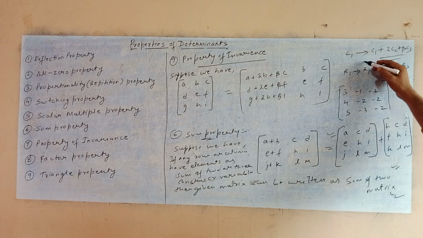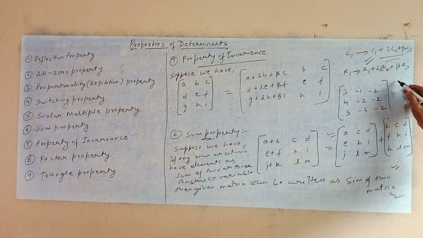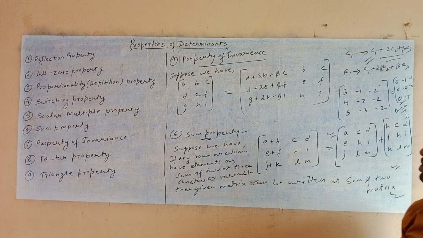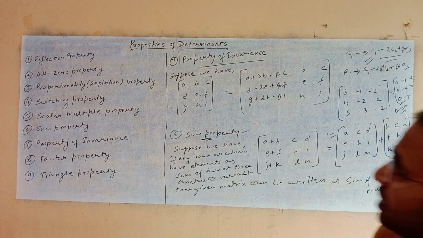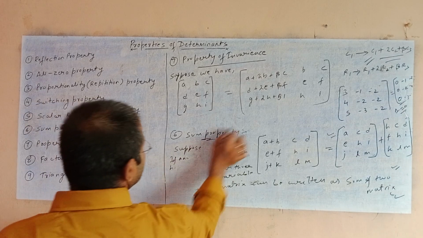So if you apply this property here, what will come? 0 0 0 will come here, then minus 1 minus 2 minus 3, and minus 2 minus 2 minus 2 will come. It means this determinant will become 0. So you can apply the property of invariance for calculating the value of a determinant as fast as possible. Okay, so this is the property of invariance.